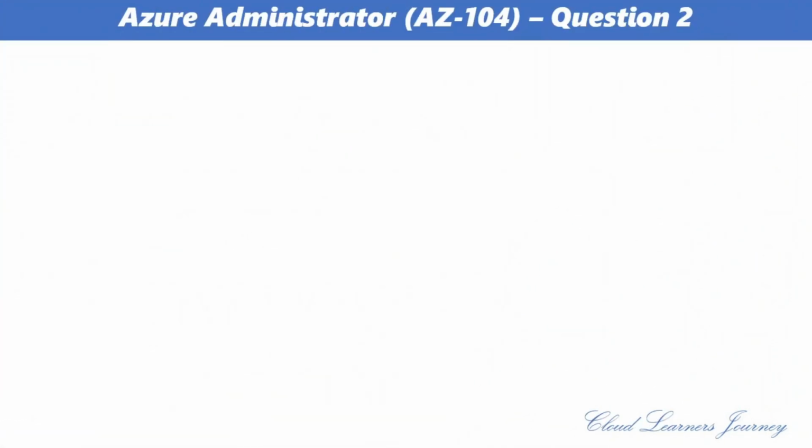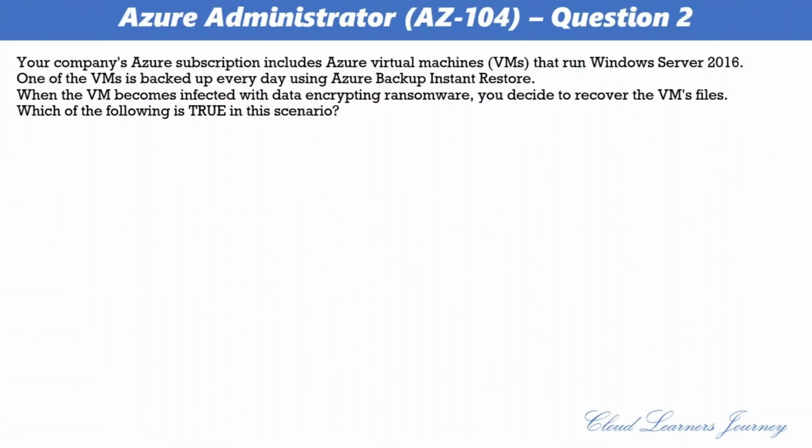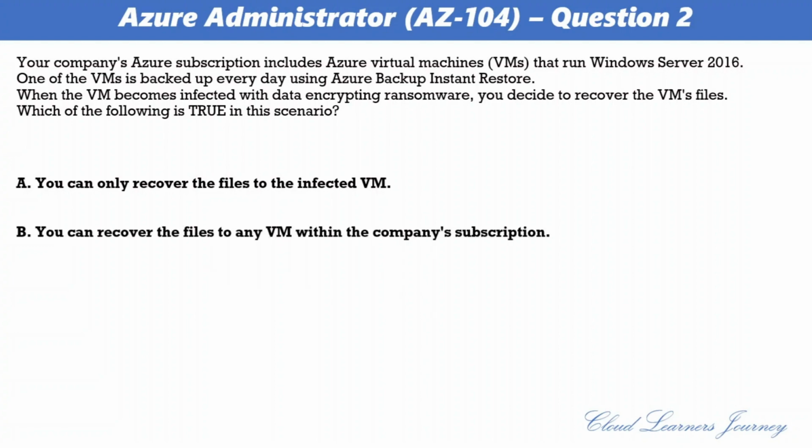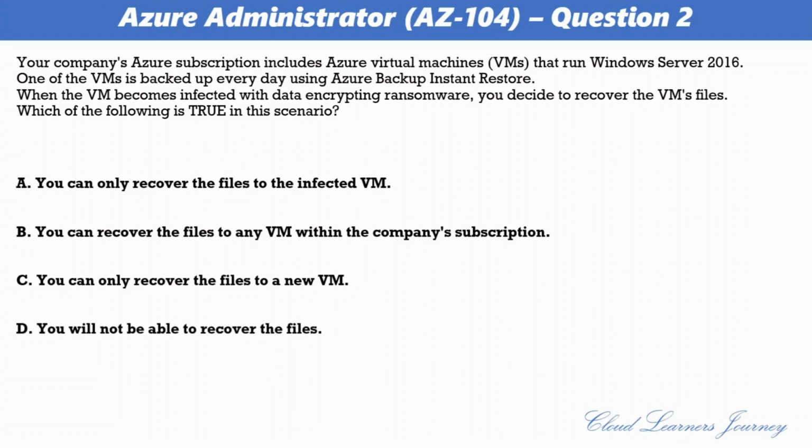Next, question number 2. Your company's Azure subscription includes Azure virtual machines that run Windows Server 2016. One of the VMs is backed up every day using Azure Backup Instant Restore. When the VM becomes infected with data encrypting ransomware, you decide to recover the VM's file. Which of the following is true in this scenario? And the options are: A. You can only recover the files to the infected VM. B. You can recover the files to any VM within the company subscription. C. You can only recover the files to a new VM. D. You will not be able to recover the files.